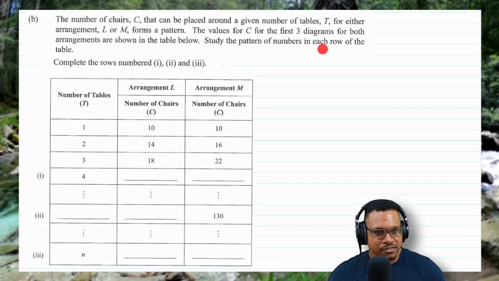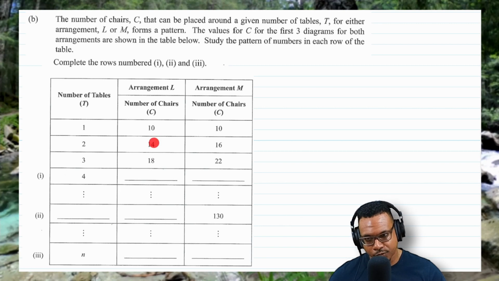Now they want us to study the pattern of numbers in each row of the table and complete the rows numbered 1, 2, and 3. That's rows 1, 2, and 3 here. Now let's take arrangement L. We have 10, 14, 18. I notice a pattern here: 4 plus 10 is 14, and 4 plus 14 is 18. So this pattern means we're going up by 4. So 4 plus 18 will give us this number here: 18 plus 4 is equal to 22.